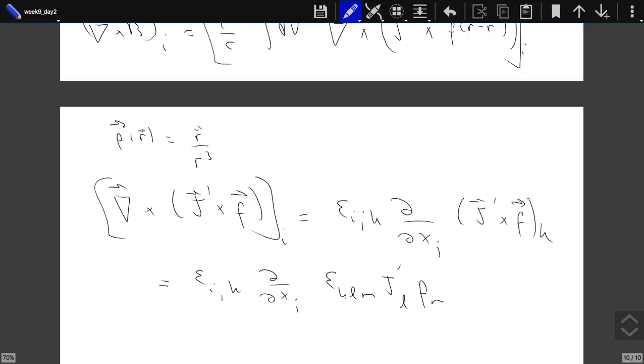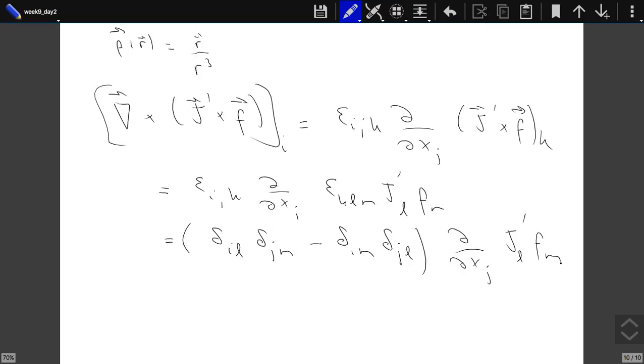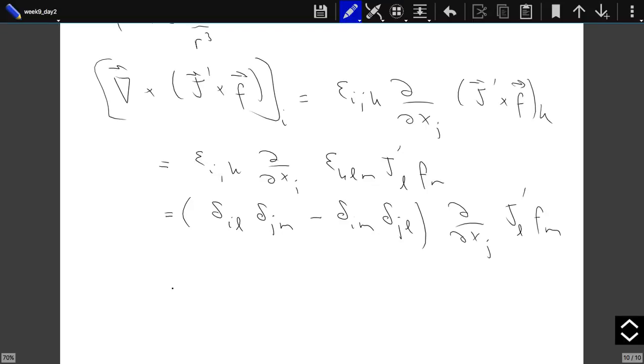Now I have this product of two Kronecker deltas. That will be equal to zero unless I is equal to L and J is equal to M, or I is equal to M and J is equal to L. Del over del xj, J prime l Fm. So which is equal to J prime I divergence of F minus J prime dot the gradient acting on F.